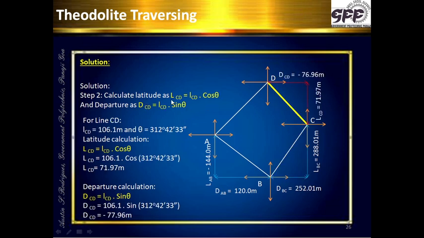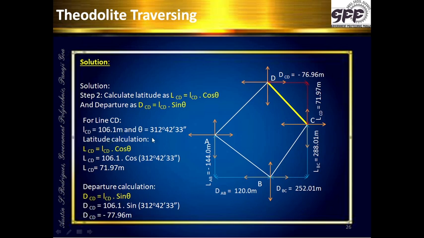When we go to the next line CD, latitude CD is equal to length of CD into cos theta. Departure CD is equal to length of CD into sin theta. Now for line CD, the length of the line CD is given as 106.1 meters and the value of theta has been given as 312 degrees 42 minutes 33 seconds.